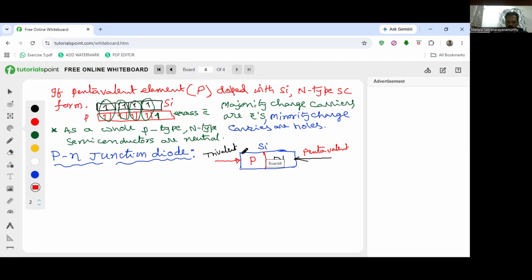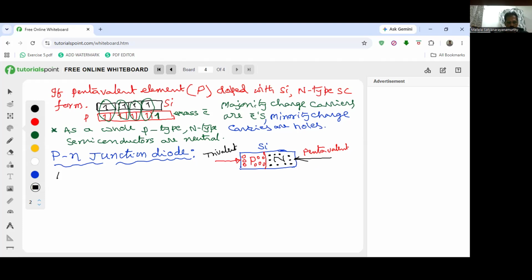Here, these are the holes, the majority charge carriers in the P-type semiconductor. And here, these are the electrons. Electrons I denote by a dot, and holes I denote by a circle. So this is the so-called PN junction diode.